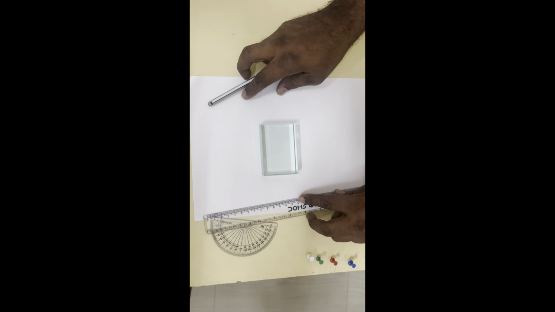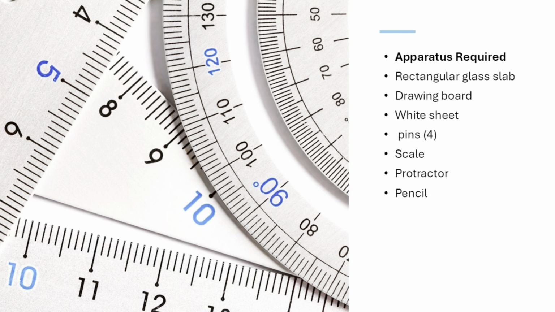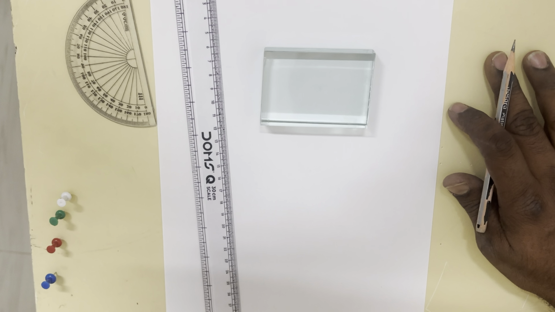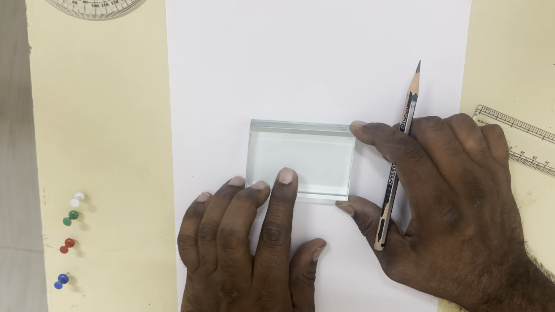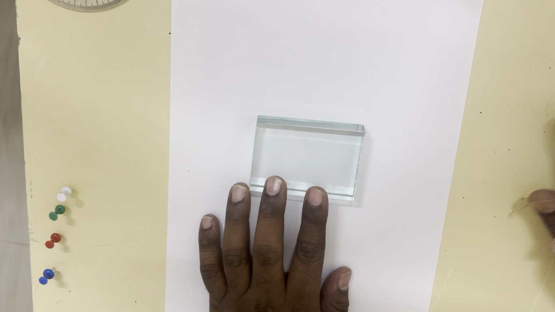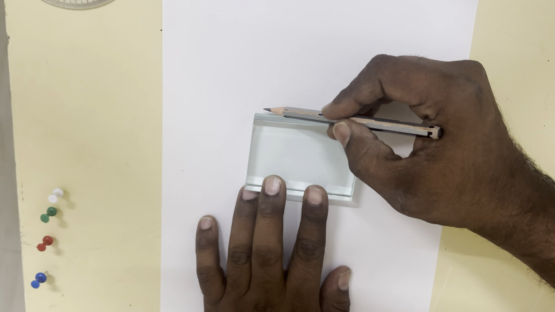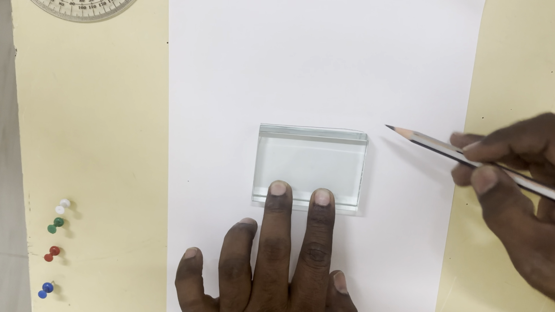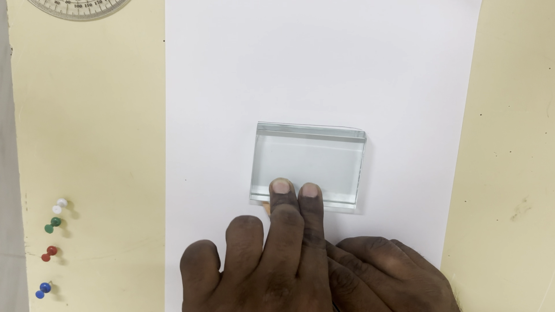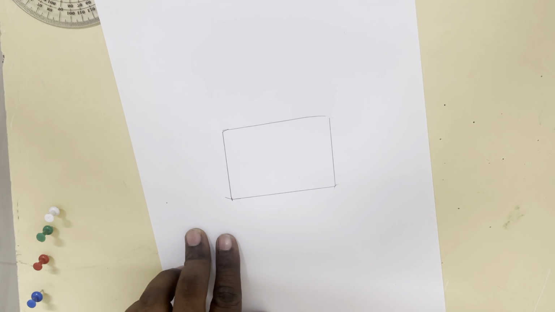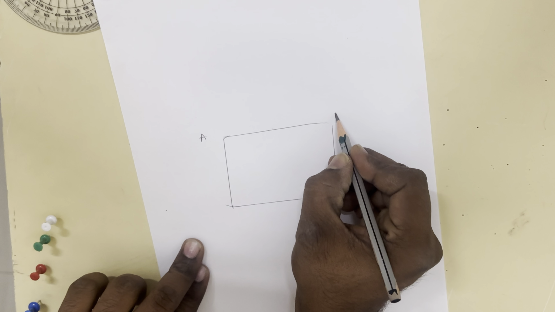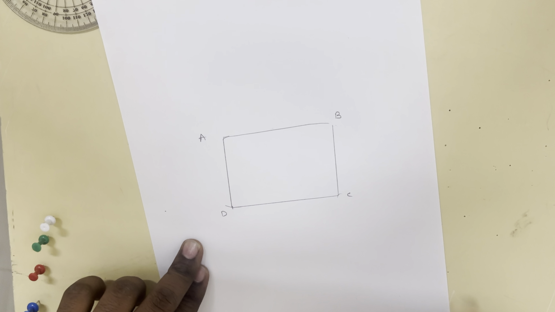The materials required to find out the refractive index and lateral shift for this activity are glass slab, pencil, scale, protractor and pins. So first, take the rectangular glass slab and place it over the white paper as shown in the figure. Now draw the outer surface of the rectangular glass slab with the help of the pencil. Now name the rectangular glass slab as A, B, C, D.